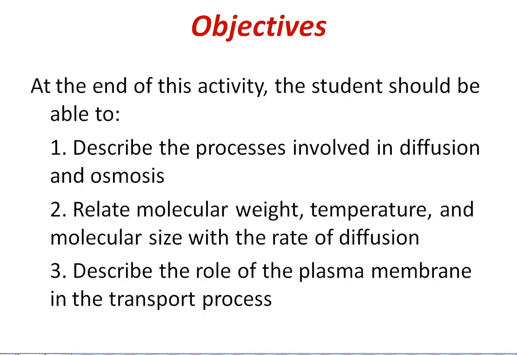Now, moving on to the objectives of our laboratory activity. At the end of this activity, the student should be able to describe the processes involved in diffusion and osmosis, relate factors such as molecular weight, temperature, and molecular size with the rate of diffusion, and describe the role of the plasma membrane in the transport process. For the materials that will be used in this laboratory, we will just discuss them as we go on with each part of our activity.